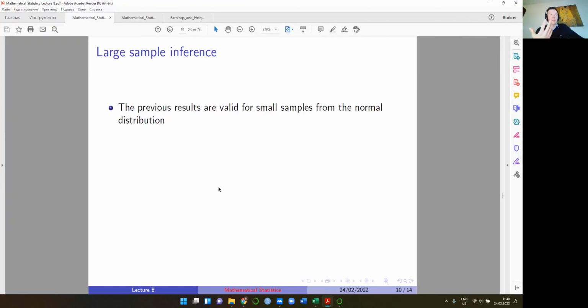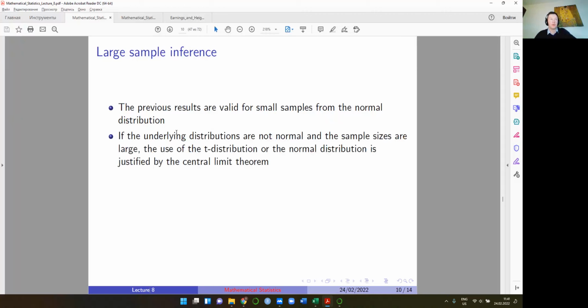So if you don't know whether the sample is normal or not, we can use the central limit theorem. Everything that was on the previous slide is valid for small samples from the normal distribution. Even if you have 5, 6, 7, 10 observations, but you know that this distribution is normal, then you are fine with these calculations. If you don't know whether the distribution is normal or not, as we don't know about the distribution of earnings, what can we do?